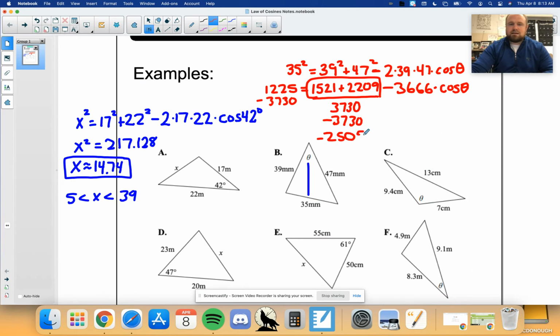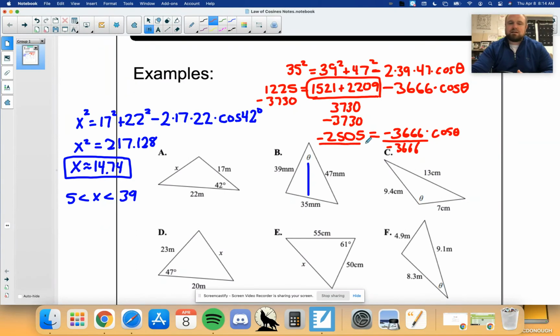Okay, and that is equal to, let's go over to this right-hand side. I do have this negative here that's in front of the 3666. So it would be a negative 3666, and this number is always going to be negative, times the cosine of theta. The next thing I'm going to do is recognize that negative 3666 is connected to the cosine of theta by multiplication. The inverse of multiplication is division. So I'm going to take both sides and divide by negative 3666.